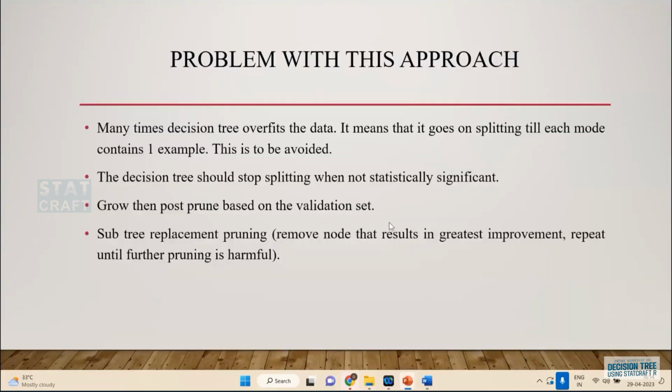Now, what is the problem with this approach? Many times the decision tree overfits the data. It means that it goes on splitting till each node contains one example. This is to be avoided. It will go on splitting indefinitely. You cannot stop it. It is a bushfire in the data. The decision tree should stop splitting when not statistically significant. Grow, then post-prune based on the validation set. I will explain to you what is pruning, what is splitting. Subtree replacement pruning can also be done.